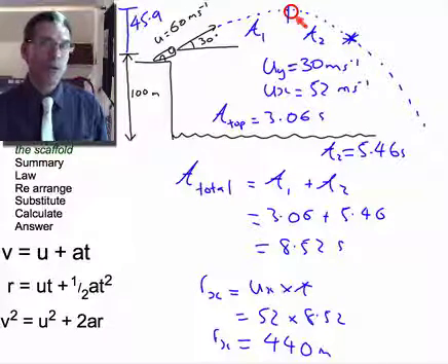I'll show you in another video a slightly simpler but more complex mathematical way of getting that out in fewer steps.